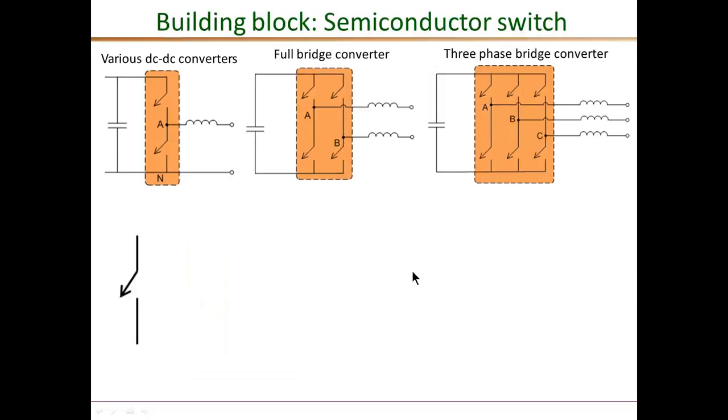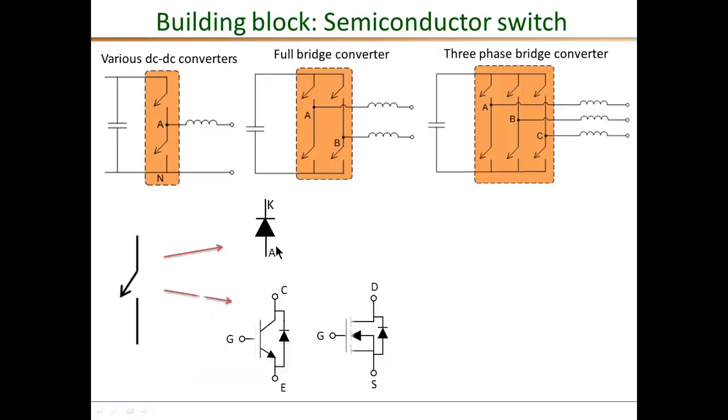Depending on the application and circuit configuration, the location and role of the switch can be either a passive device, a diode as shown, or it could be an active controlled device as shown here. So at present, for much of the applications that we are considering, the popular choice for the controlled switch is either an IGBT or a MOSFET. And therefore our focus in this series of videos will be on these three switches.